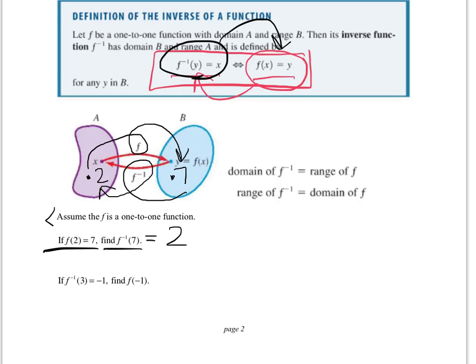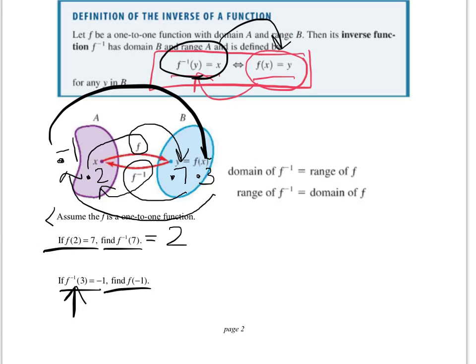On the other hand, suppose you know that f inverse of 3 is negative 1. Since this is f inverse, that means that you're in set B, and that's where the 3 is. So 3 is over here, and if you do f inverse of 3, you get negative 1. So negative 1 is over there. Now, if you do f of negative 1, since f is the inverse of f inverse, you should get back to 3. So f of negative 1 is 3.